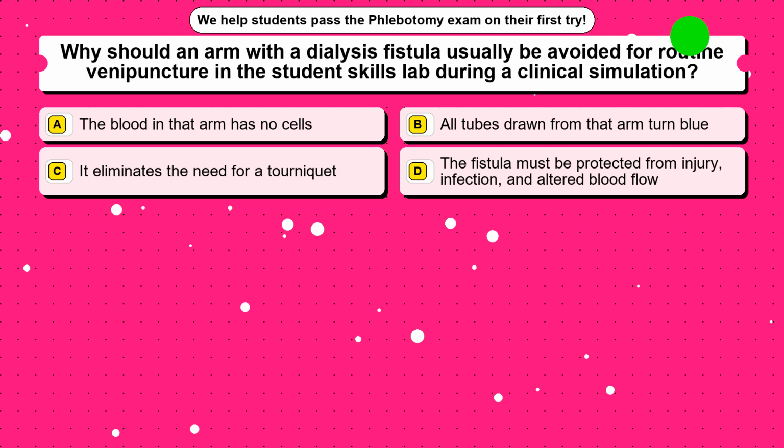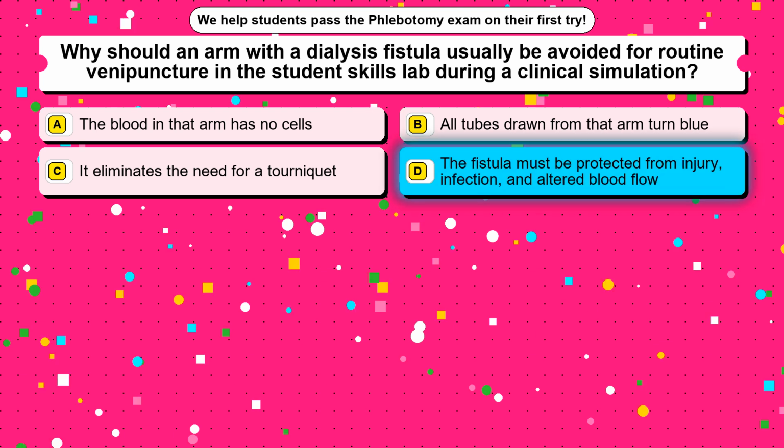Question 31. Why should an arm with a dialysis fistula usually be avoided for routine venipuncture in the student skills lab during a clinical simulation? Option A: the blood in that arm has no cells. Option B: all tubes drawn from that arm turn blue. Option C: it eliminates the need for a tourniquet. Option D: the fistula must be protected from injury, infection, and altered blood flow.